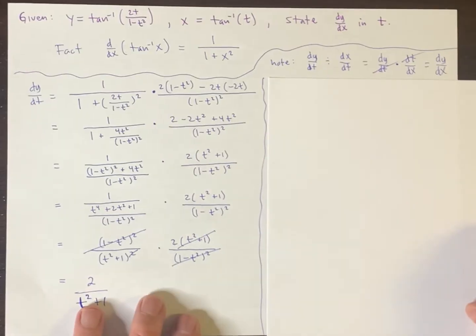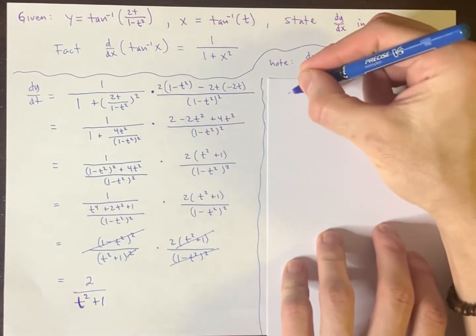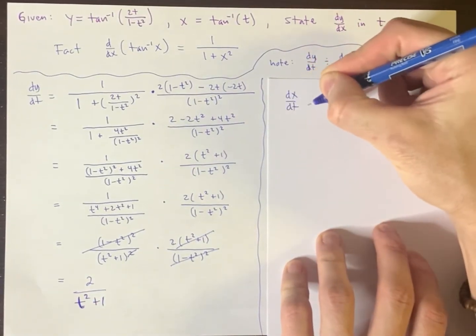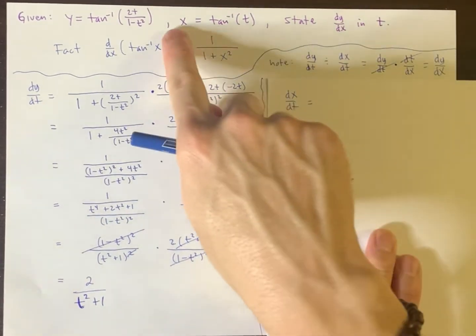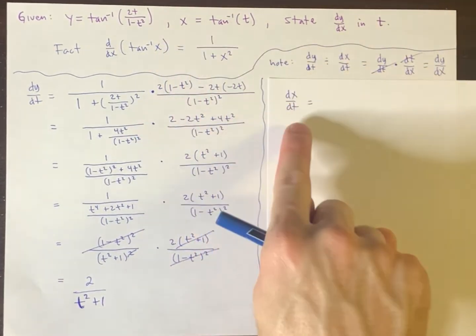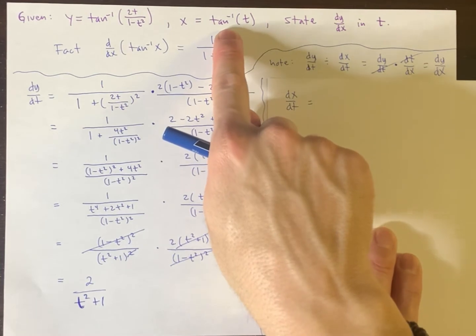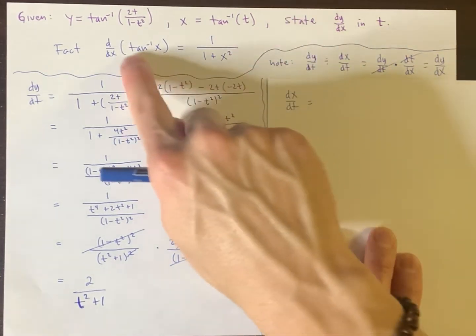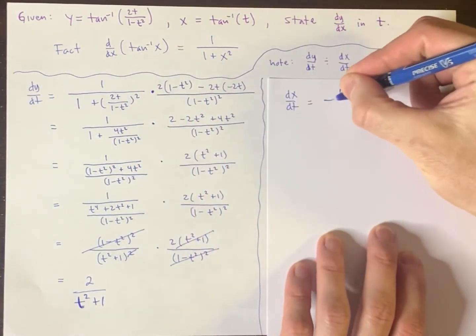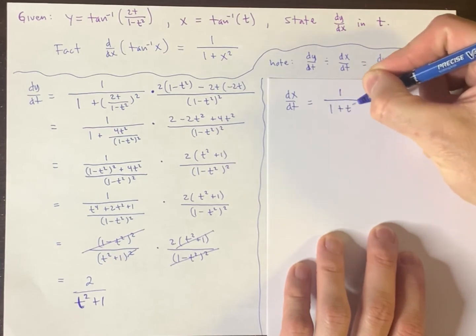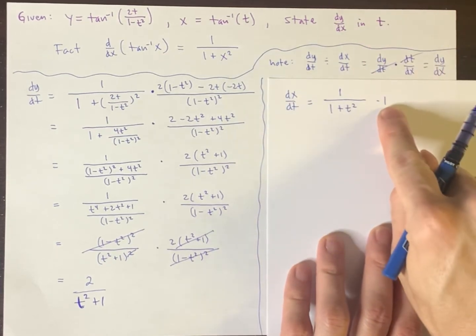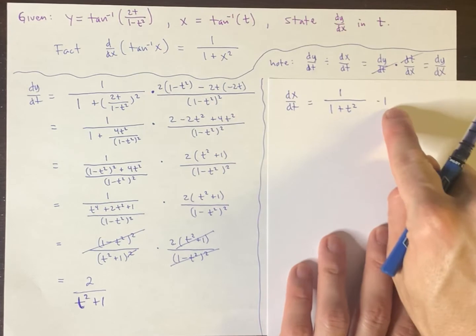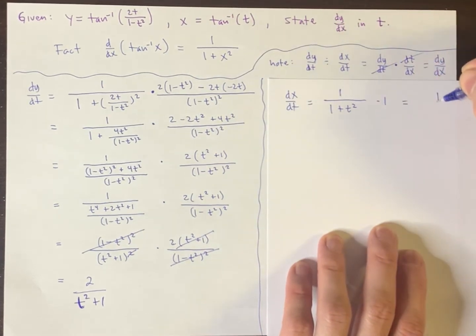Now, here on this paper, we'll compute dx/dt. So dx/dt is the derivative of this with respect to t. That's that there. And the derivative of tangent inverse of t would be this rule. But in terms of t, it would be 1 over 1 plus t squared times 1, where 1 is the derivative of t, which is just there. And so this, of course, just equals 1 over 1 plus t squared.